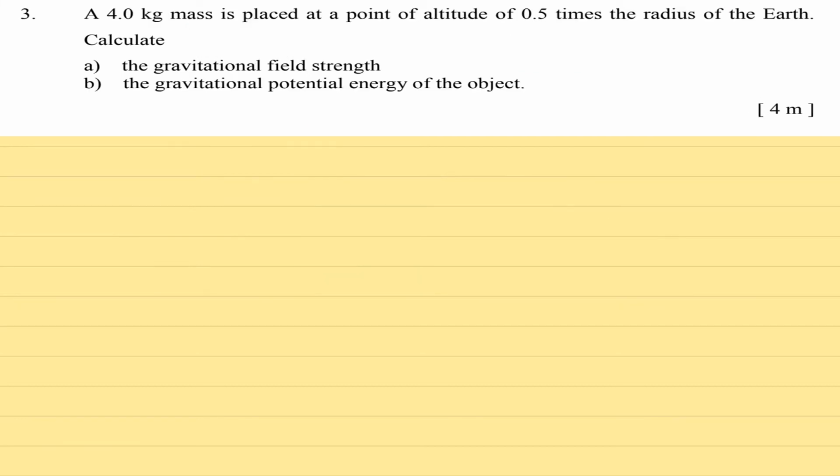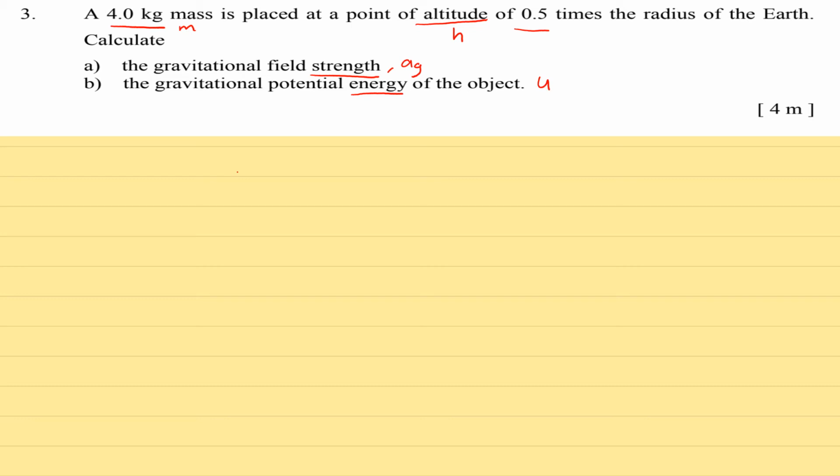Okay, for question 3, a 4 kilogram mass, so the symbol is m, is placed at a point of altitude, symbol is H, 0.5 times the radius of the Earth. A, calculate the gravitational field strength, so the keyword is strength. We want to find Ag. B, the gravitational potential energy, so keyword is energy, U.